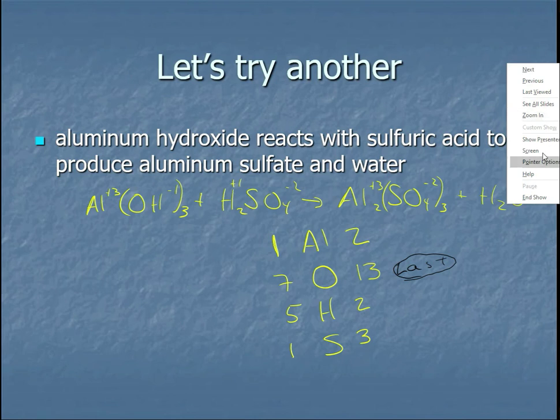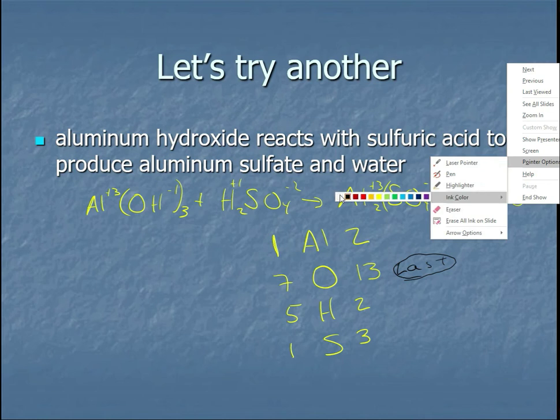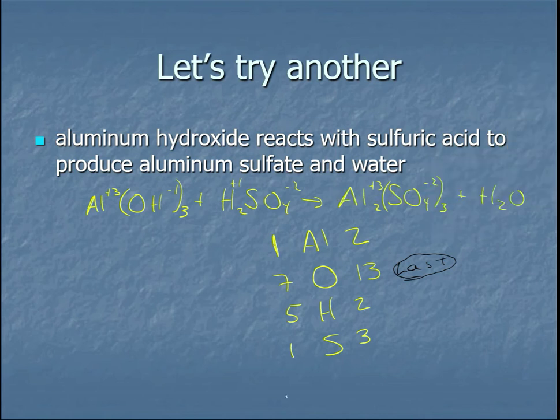First one I'm going to fix is my aluminum. Aluminum, I have 1 on my left-hand side and 2 over here. So if I put a 2 out front here, then I'm going to have 2 aluminums. Now I've also messed up my oxygens and hydrogens, but I know I've taken care of the aluminums, and I'm going to not worry about the oxygens and hydrogens just yet. I know I'm going to do those later on. Let's take care of the sulfurs.